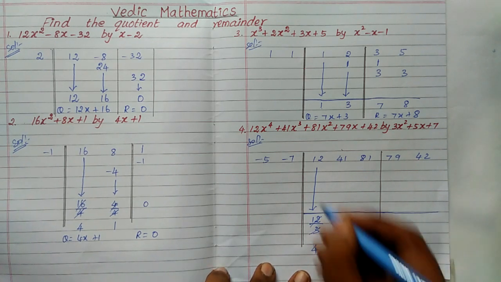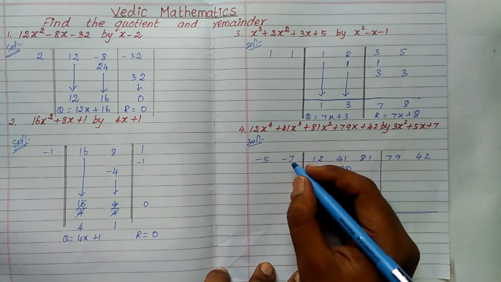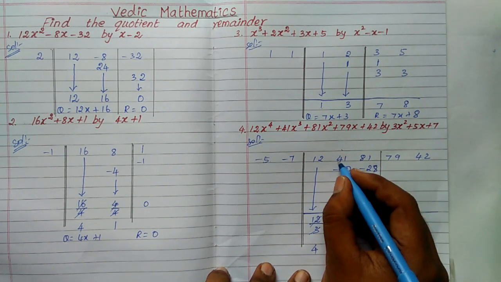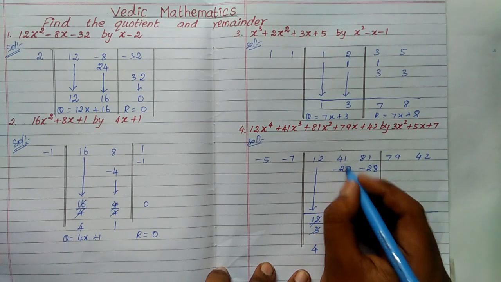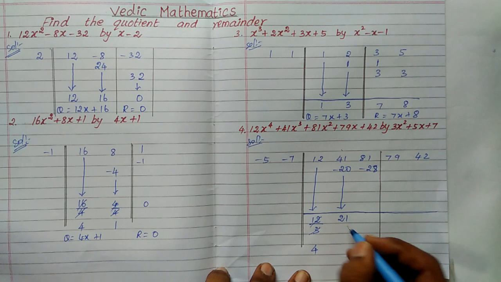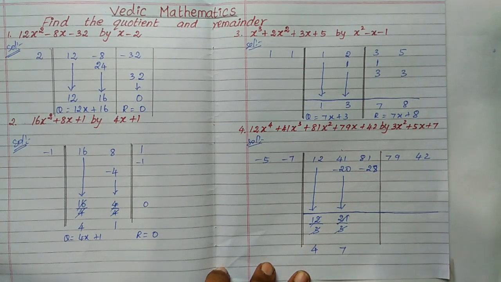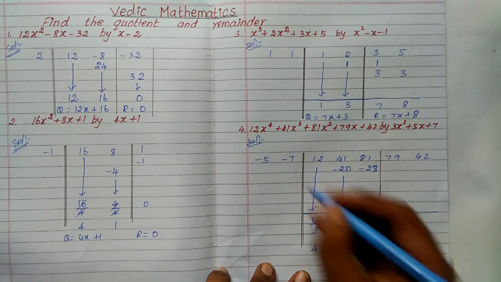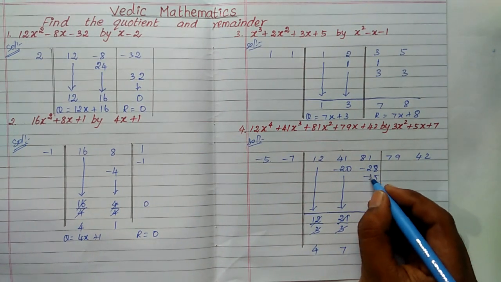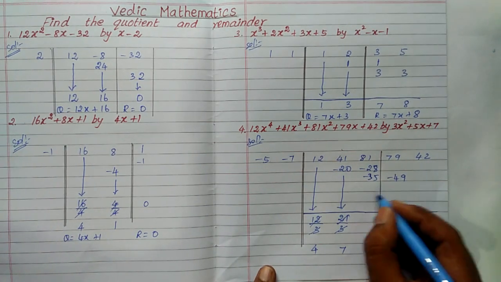So now 4 into minus 5, minus 20. 4 into minus 7, minus 28. Now 41 minus 20 is 21. 21 divided by 3 is 7. Now take 7 and multiply here. 7 into minus 5, minus 35, and 7 into minus 7, minus 49.